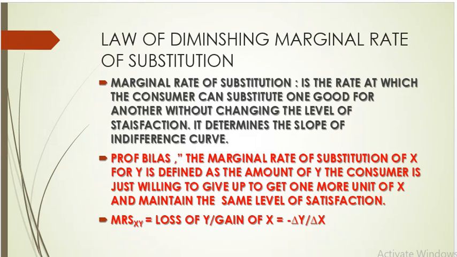Here the marginal rate of substitution of X for Y is equal to the loss of Y divided by the gain of X, that is minus delta Y divided by delta X. Here, the utility gained is equal to the utility sacrificed.